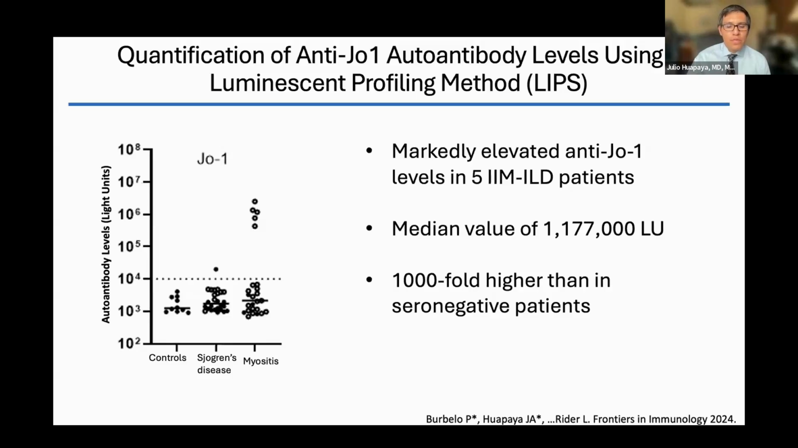represents normal versus abnormal. What you can see here is that these 5 patients who had antibody levels had high levels. Of note, this is a logarithmic scale, so you don't see a huge difference, but the median value was around 1 million. And this was 1,000-fold higher than in the seronegative patients.